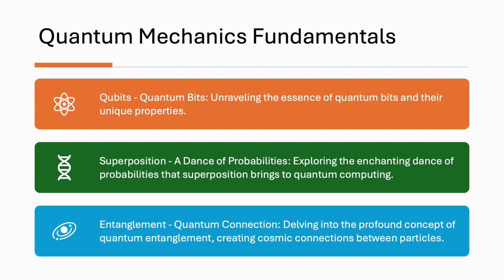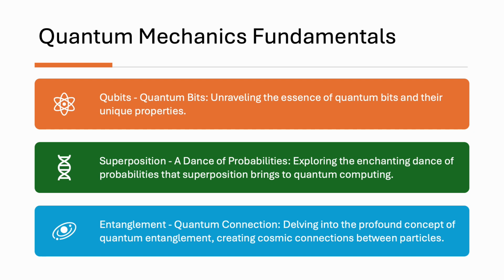Quantum mechanics, the physics of the very small, introduces us to concepts that defy classical intuition. Today, we will unravel the fundamental pillars: qubits, superposition, and entanglement. In the quantum universe, information is stored in quantum bits or qubits. Unlike classical bits that can be either 0 or 1, a qubit can exist in a state of superposition, representing both 0 and 1 simultaneously. You need to imagine this. Qubits hovering in a blurred state of both 0 and 1 at the same time. This unique property exponentially increases the computing capacity of quantum systems.